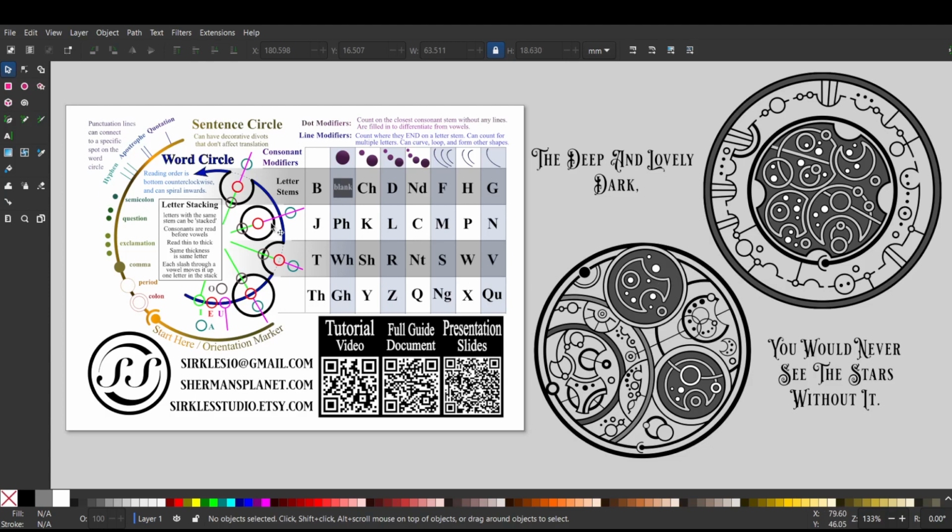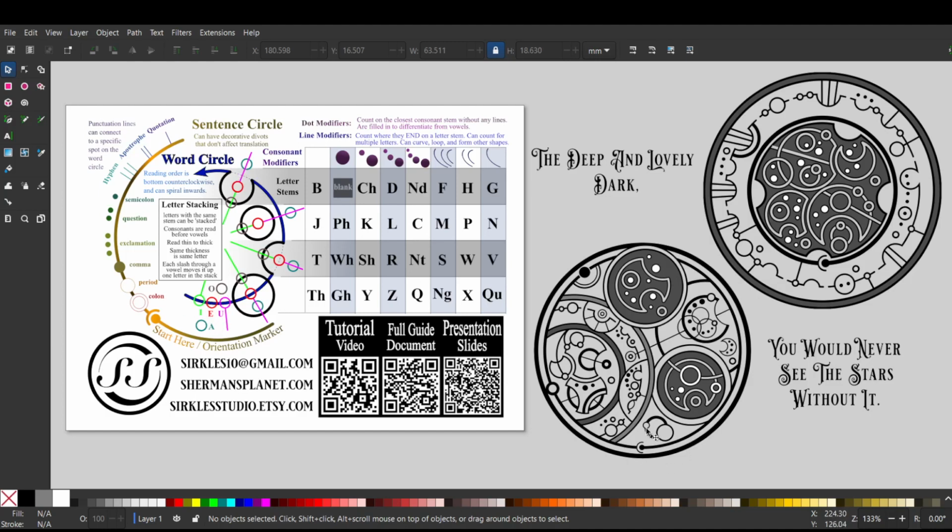So each letter in the script is made by combining these 4 different shaped letter stems with either dot modifiers or line modifiers, or have no modifier at all. And then vowels are these smaller circles, and they have different positions depending upon what vowel they are and if they're attached to this word circle.